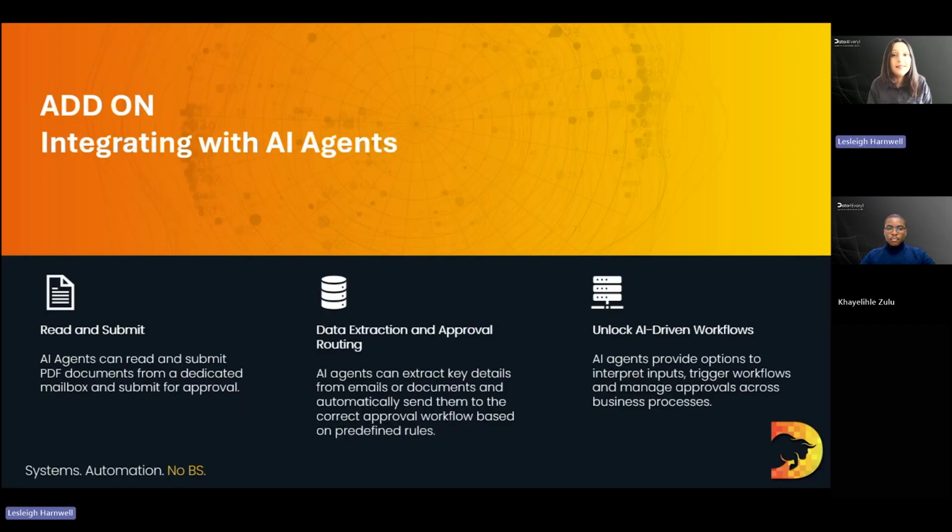Everybody's talking about AI, and rightly so. With the help of AI agents, your workflow processes are streamlined even further. With a dedicated mailbox, AI agents can read PDF documents and submit them for approval. So, for example, if suppliers send you invoices that require approval prior to payment, your AI agent will read the PDF document and write the details into your workflow, kicking off the approval process.